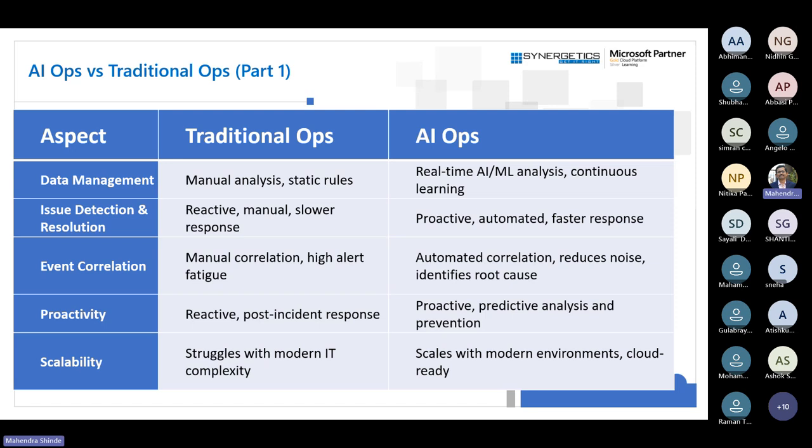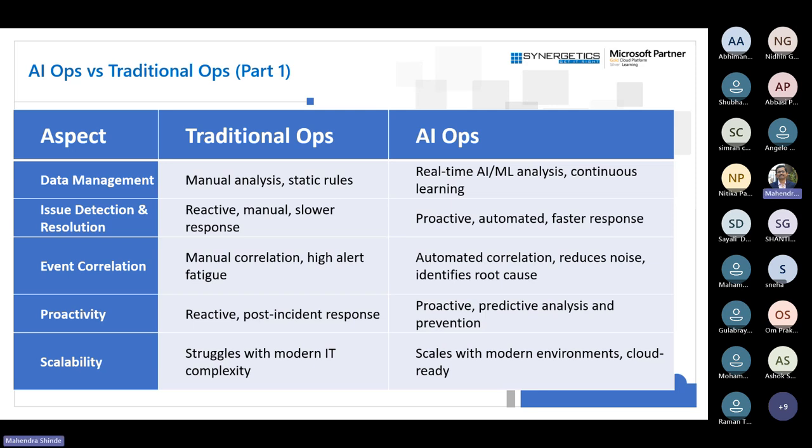Issue detection. Traditional ops is reactive, manual, and has a slower response time. AIOps is proactive, automated, and has a faster response time. Event correlation. Traditional ops uses manual correlation, and there is high alert fatigue. Whereas in the case of AIOps, correlation will happen automatically, and it will help you reduce the noise and identify the root cause more efficiently and faster than the manual approach.